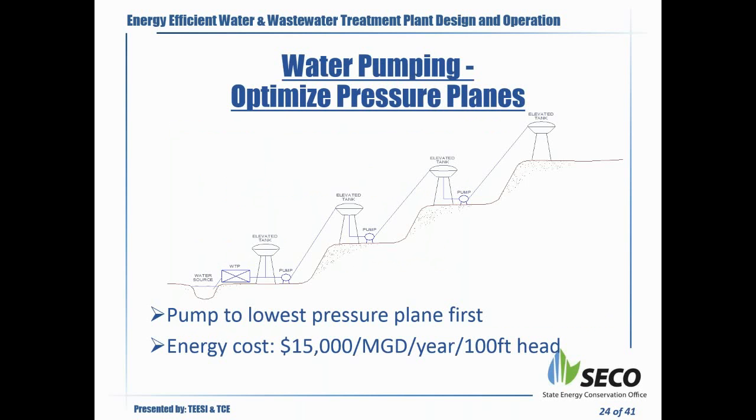So we've done some basic calculations and found that you can save approximately $15,000 per MGD pumped per year for every 100 feet of head that you pump.